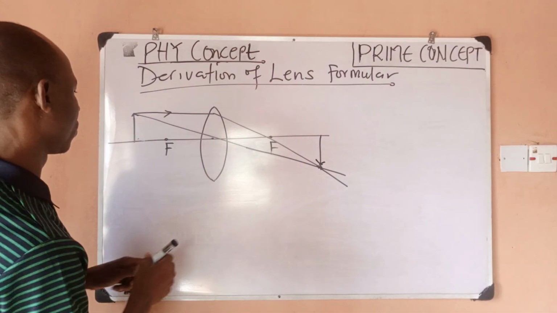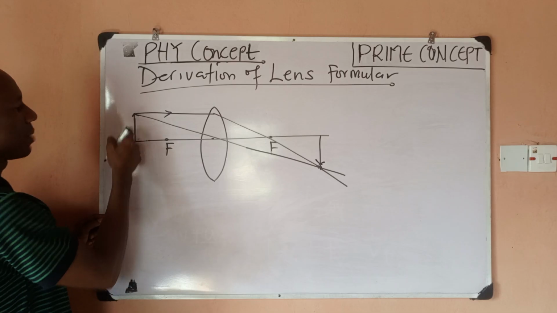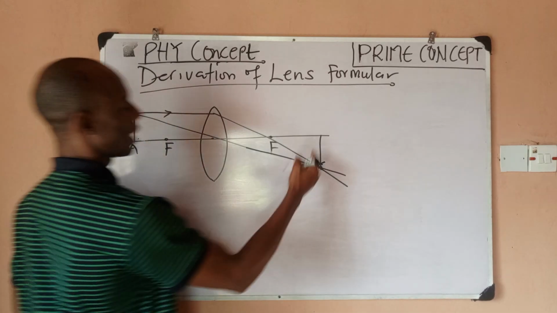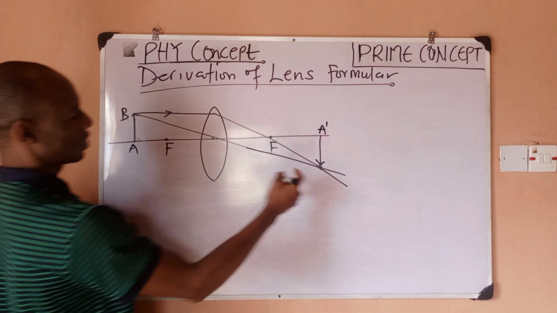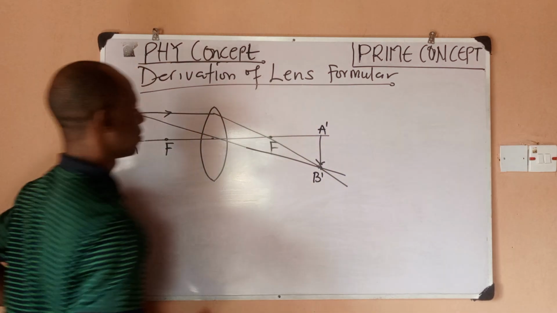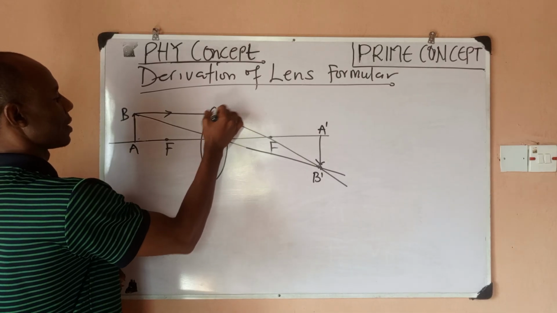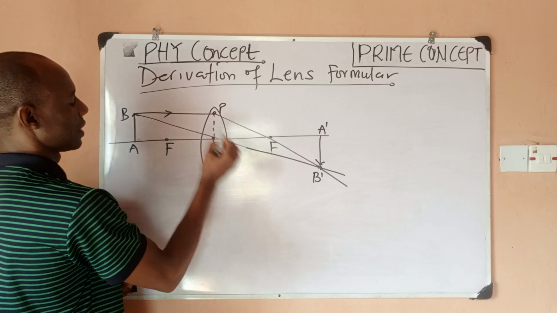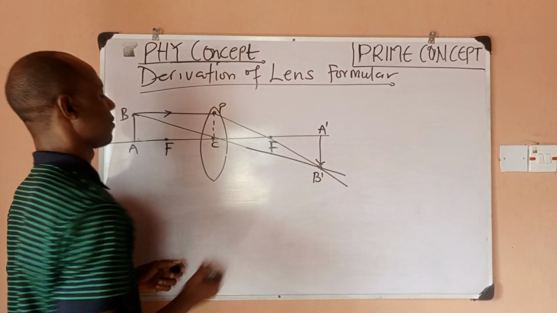So I'm going to simply label this diagram so we can use it. Remember this is my object, so I'll call the height AB, and call the height of my image A prime B prime, since it is the image. I'm going to label this also and call this point P, and call this center C, the optical center. Now notice that this point is our point F.